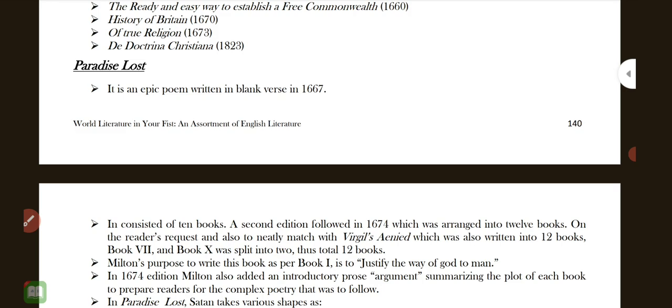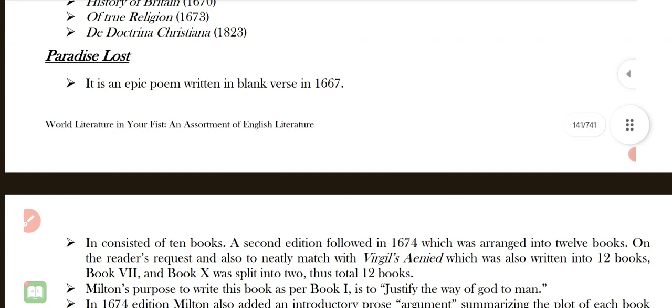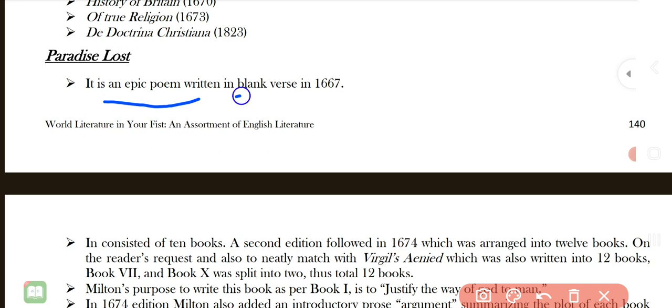So directly I am going to the poem, an epic poem. It is an epic poem written in blank verse in 1667. Blank verse means there is no proper rhyme scheme in this poem.